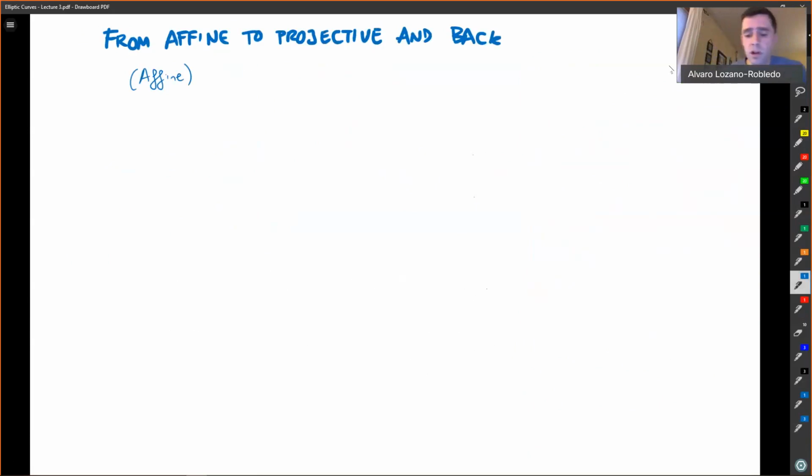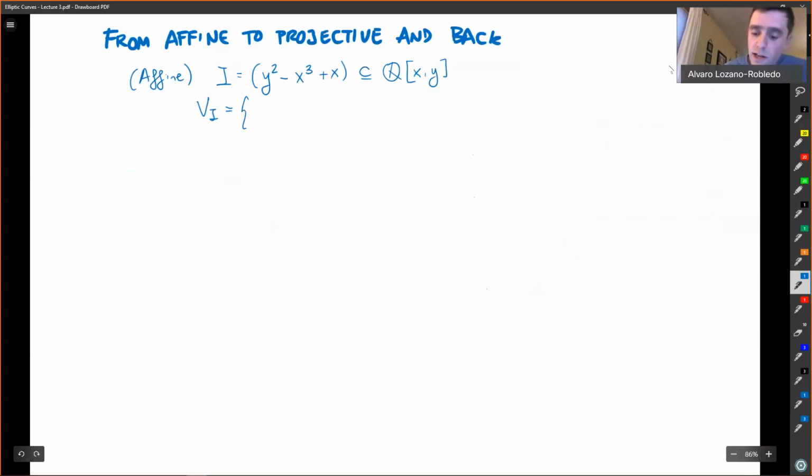algebraic set. For example, we're interested in an elliptic curve. We'll see that it is an elliptic curve: the elliptic curve y squared equals x cubed minus x. So that is given by this ideal in Q[x, y]. The affine algebraic set attached to this is the set of rational pairs (a, b) such that b squared equals a cubed minus a, in A2. In other words, V(I) defines the curve given by this equation in the affine plane.